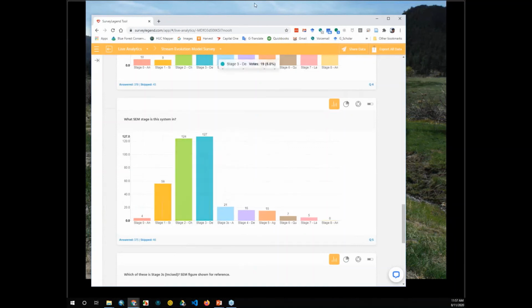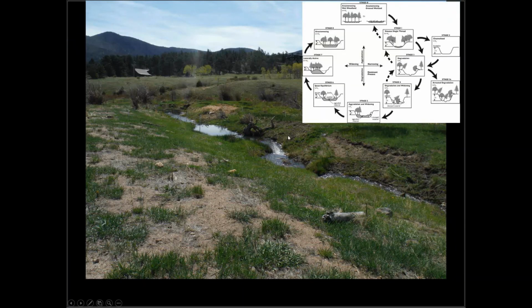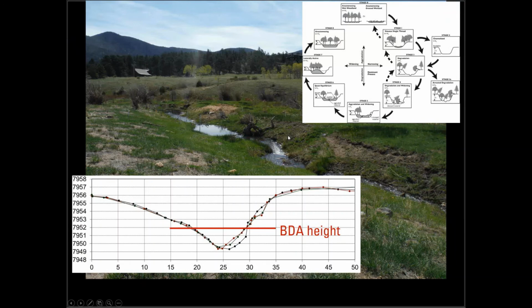And one of the reasons I put it in there is that we like to think that BDAs can instantly reverse this incision problem. But once you get deeply incised, and you guys are going to talk a lot about this with Bridge Creek, you really have to go all the way around the cycle. You can't short circuit it with small beaver dams in a severely incised system, I think. So I just wanted to put a tricky one out there.